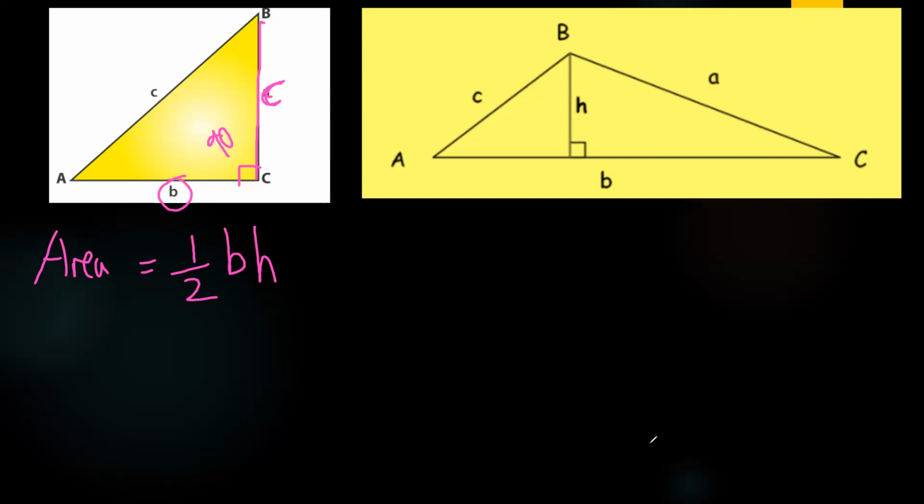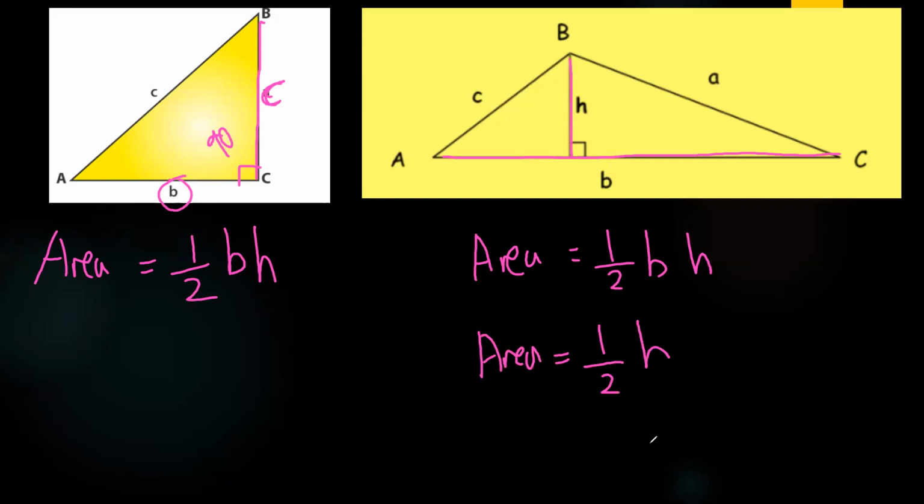But if you have the non-right triangle, how can you find the area? To find the area, we can say the area is half the base times the height. This is my base, and this is my height. Or the area is half BC sine of the angle between them, which is sine angle A. So if you have a right triangle, you have only one way, half BH. And if you have a non-right triangle, two ways, half BH or half BC sine of A.